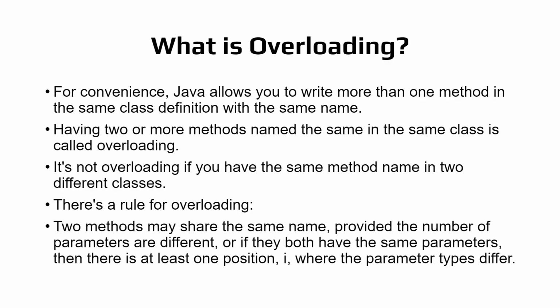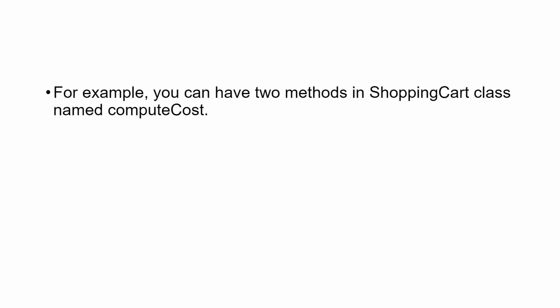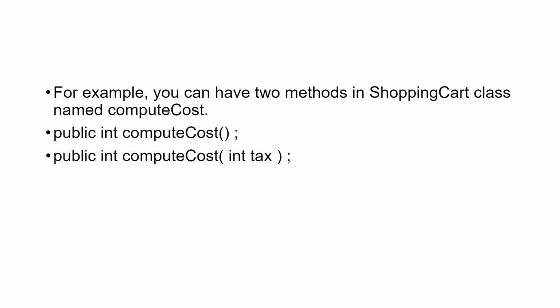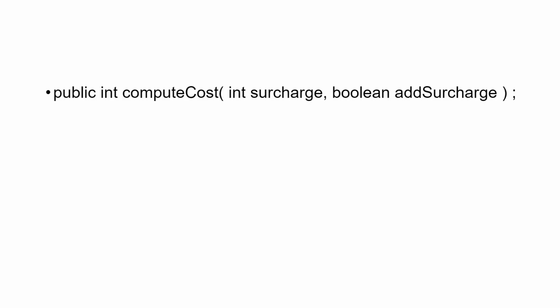This is the rule for overloading. Two methods may share the same name, provided the number of parameters is different, or if they have the same number of parameters, then there should be at least one position where the data types of the parameters differ. For example, a shopping cart class can have a computeCost method with two variations. First is computeCost without any parameters, and second is computeCost where you explicitly supply the tax value. This is overloading.